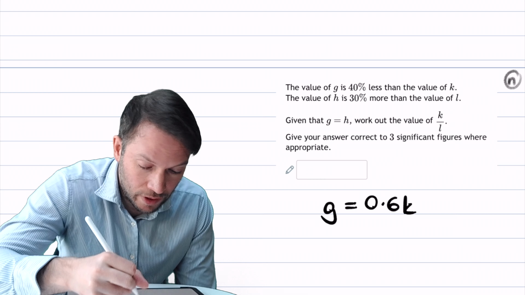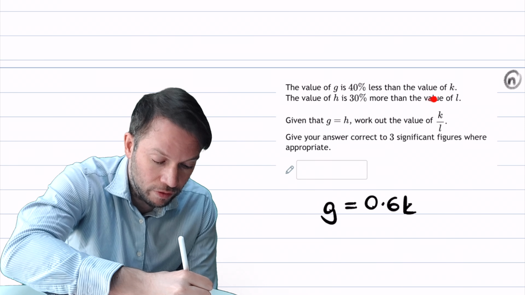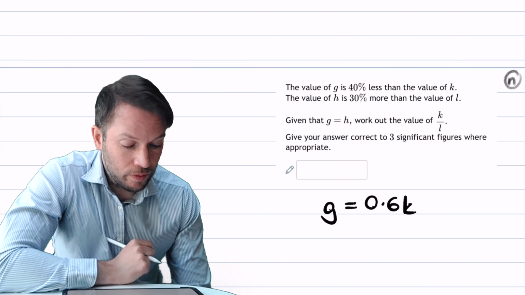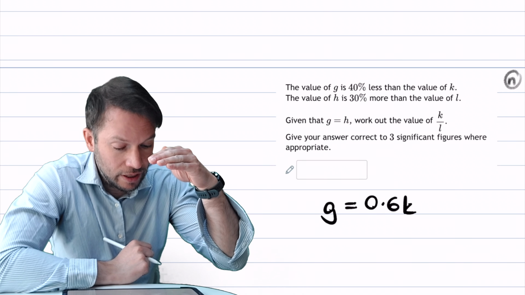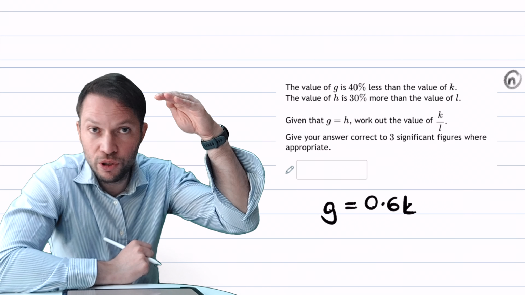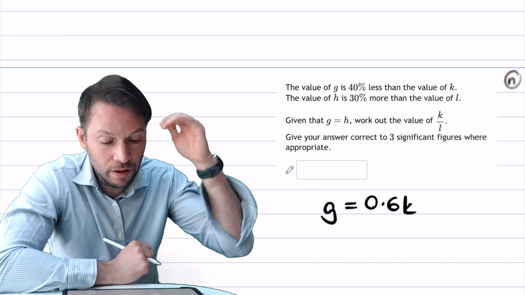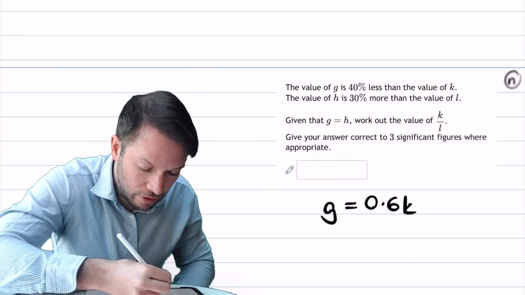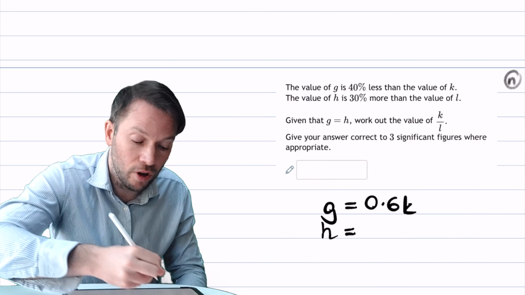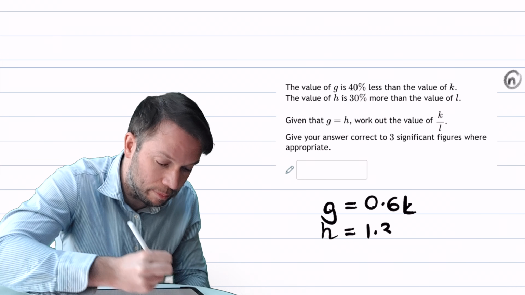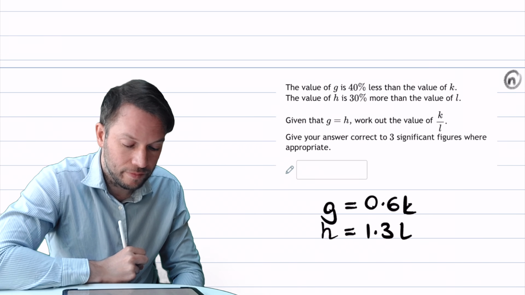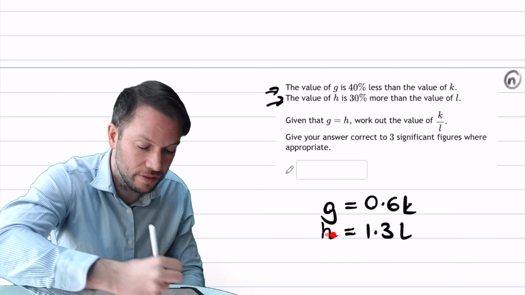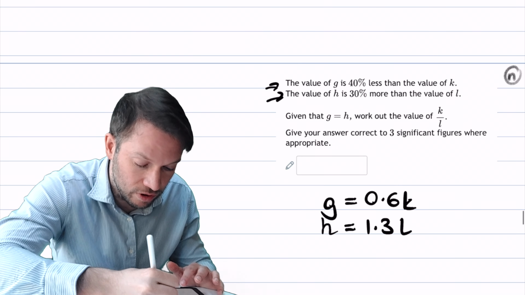Let's do another example. We're told that H is 30% more than the value of L. So H is what percentage of L? Now, if L starts at 100% of its value, and you want 30% more than that, you're going to go up to 130%. So therefore, H is 130% of the value of L, or as a decimal, that's 1.3 times the value of L.